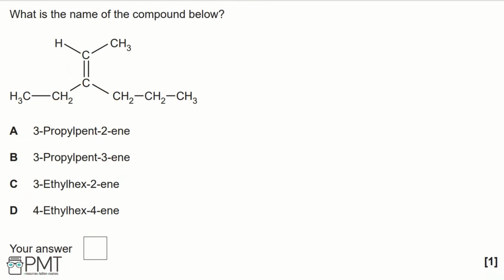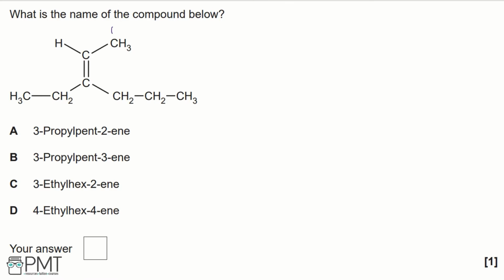What is the name of the compound below? A. 3-propyl-pent-2-ene. B. 3-propyl-pent-3-ene. C. 3-ethyl-hex-2-ene. Or D. 4-ethyl-hex-4-ene. The first thing we need to do with this question is number the longest carbon chain.